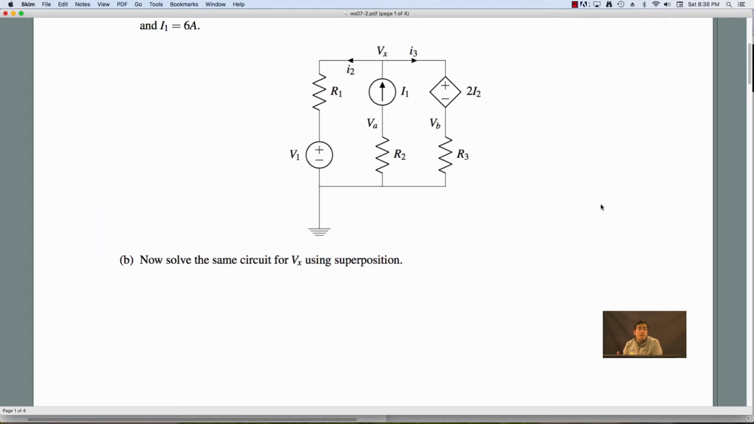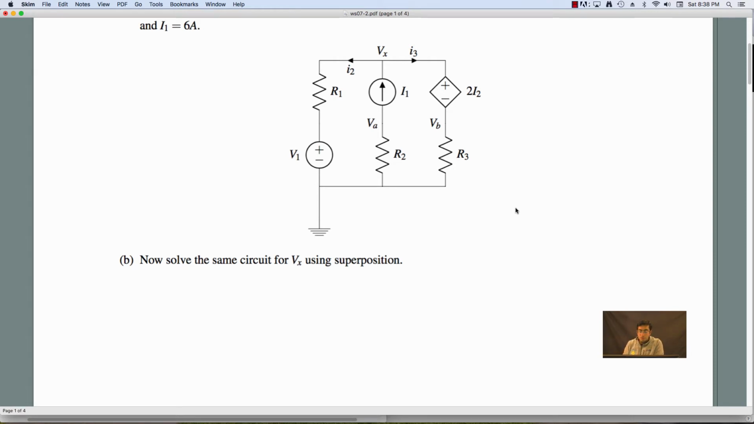Cool. All right, so now that we've gone ahead and solved this problem using nodal analysis, we want to try to solve the exact same problem, but now using superposition. So I'm going to take this exact circuit, and the way we do superposition is we null out each independent source at a time and solve for the same quantity. And then at the end, the idea is that we can take each answer from each stage and add them all up together, and we should get the correct answer.